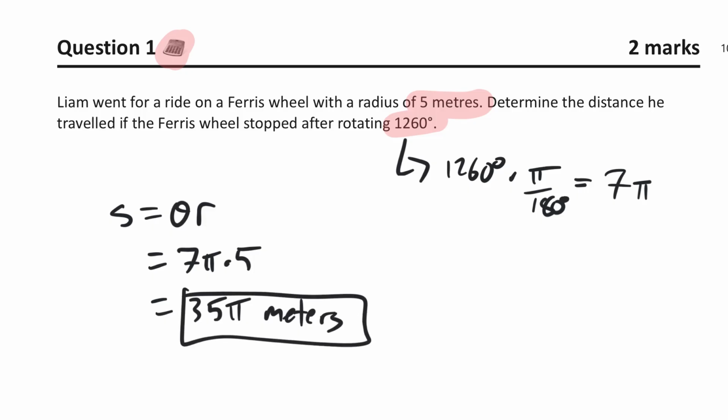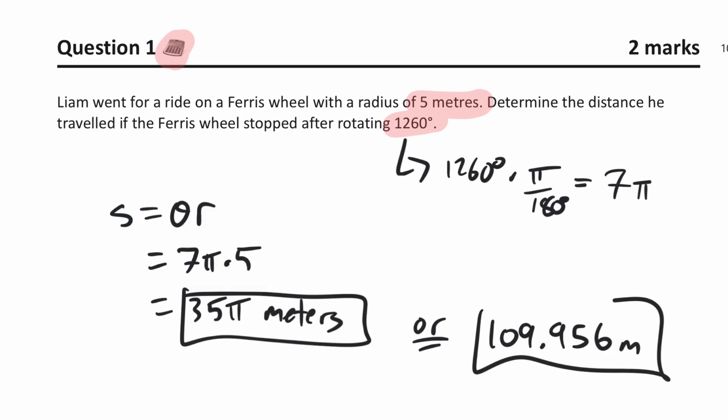Now, if you wanted to write it as an exact value, this is perfect, but if you wanted it rounded with some decimals, you could also write it as 109.956 meters, and that would be acceptable. Just remember that you're going to 3 decimal places, because if you're going to round it, you have to go 3 decimal places at the final step of rounding. Make sure you include the units, and make sure you box your answer.